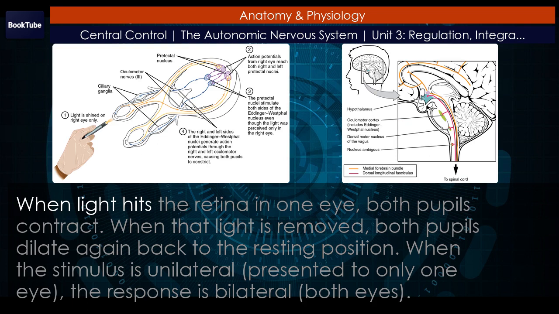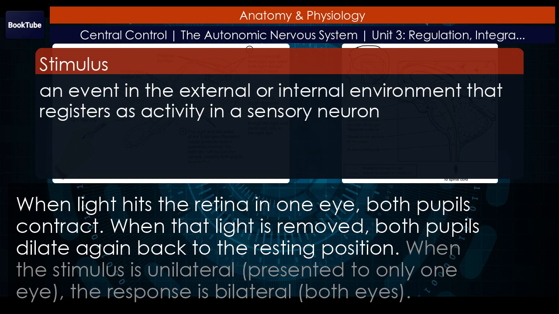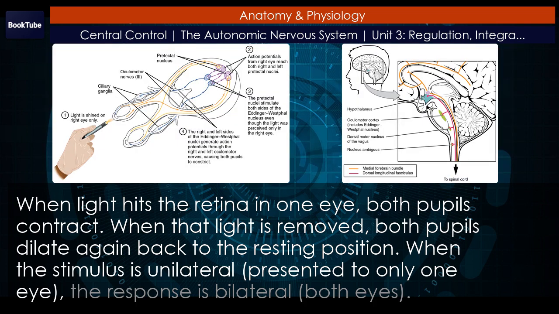When light hits the retina in one eye, both pupils contract. When that light is removed, both pupils dilate again back to the resting position. When the stimulus is unilateral, presented to only one eye, the response is bilateral, both eyes.